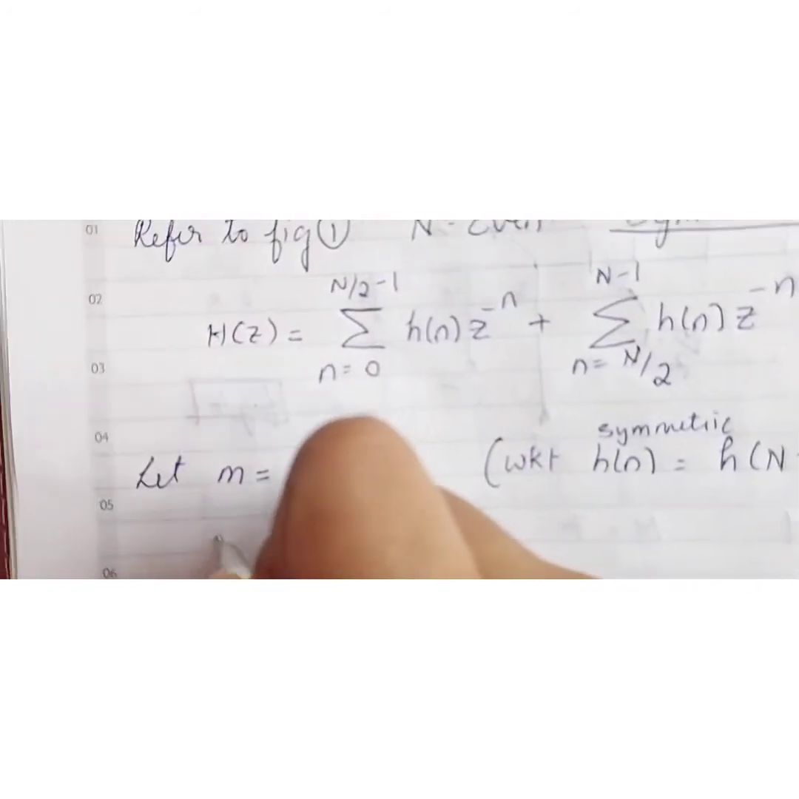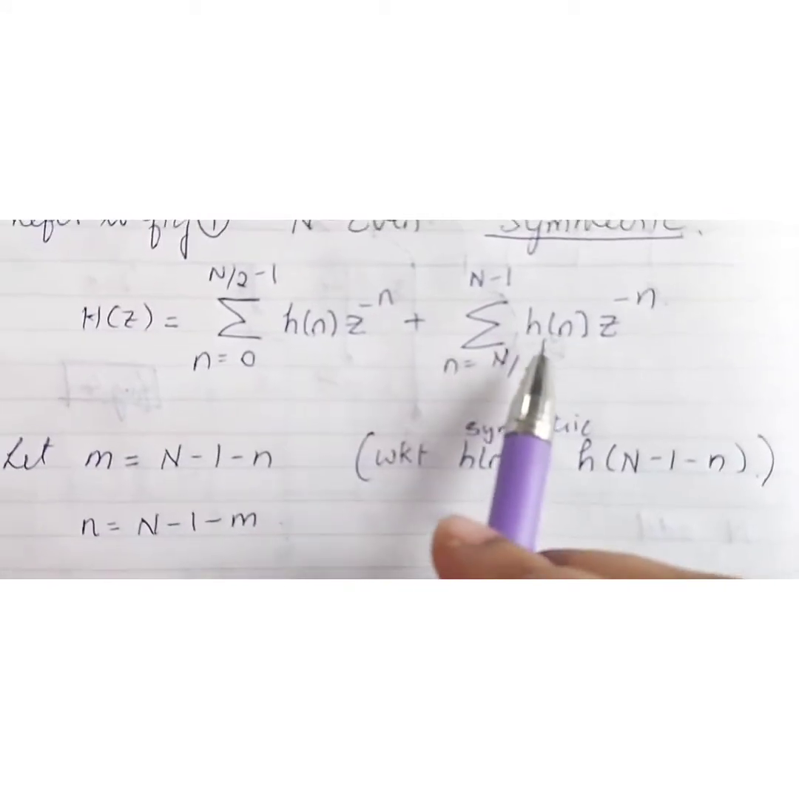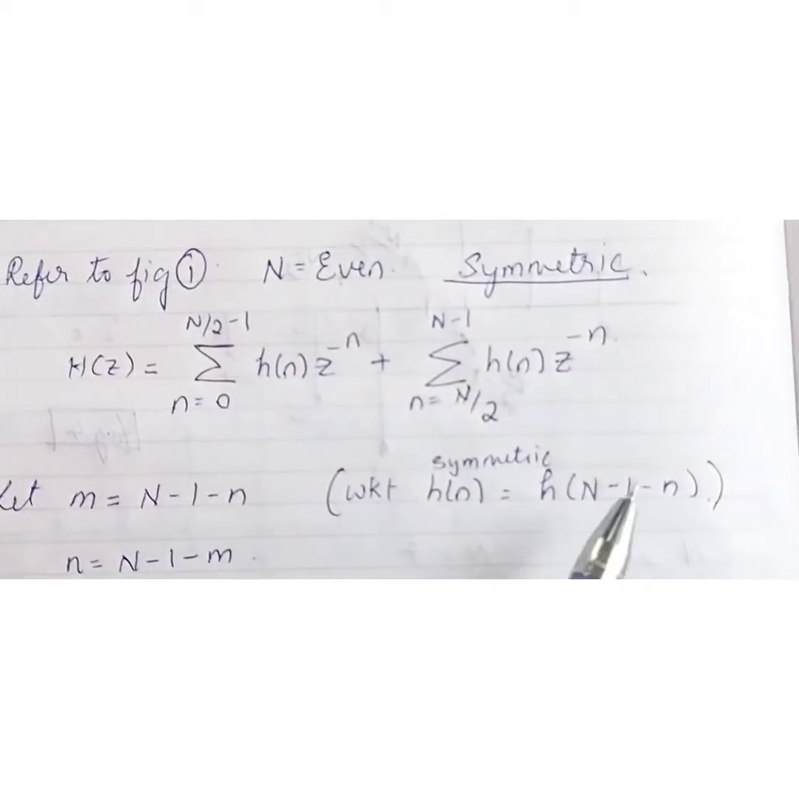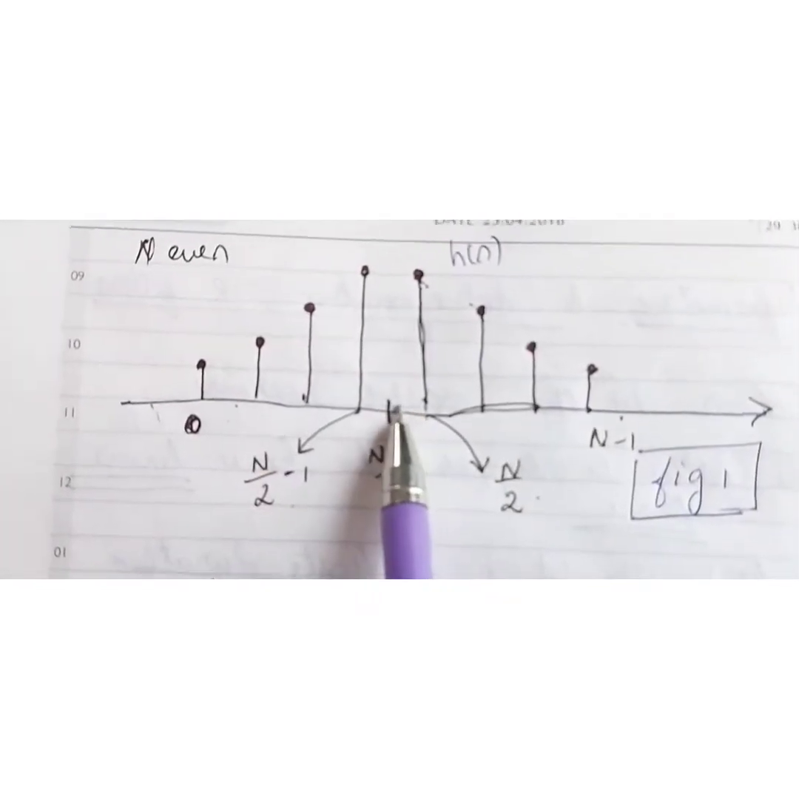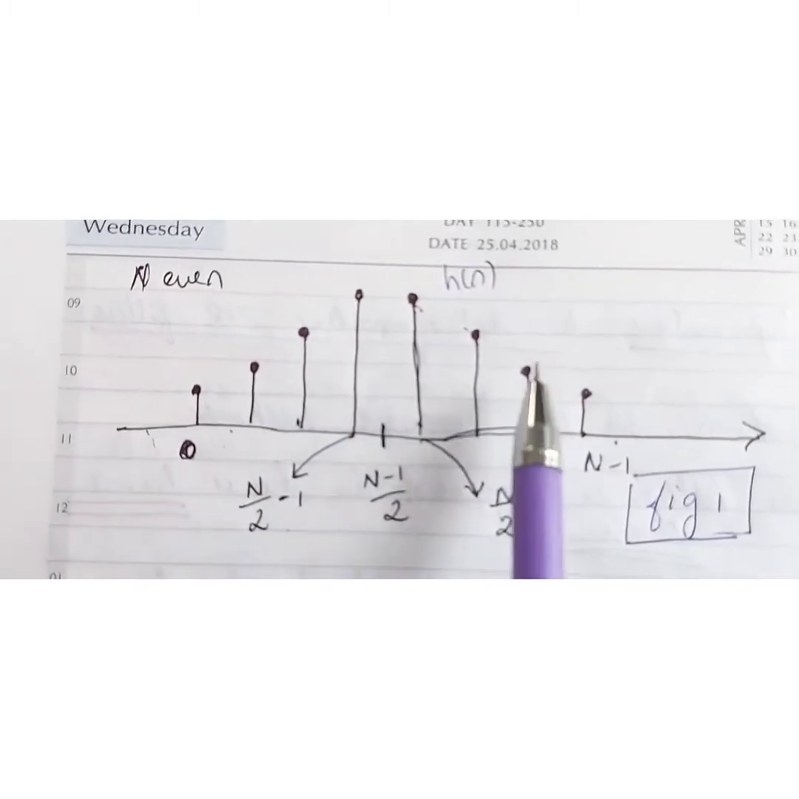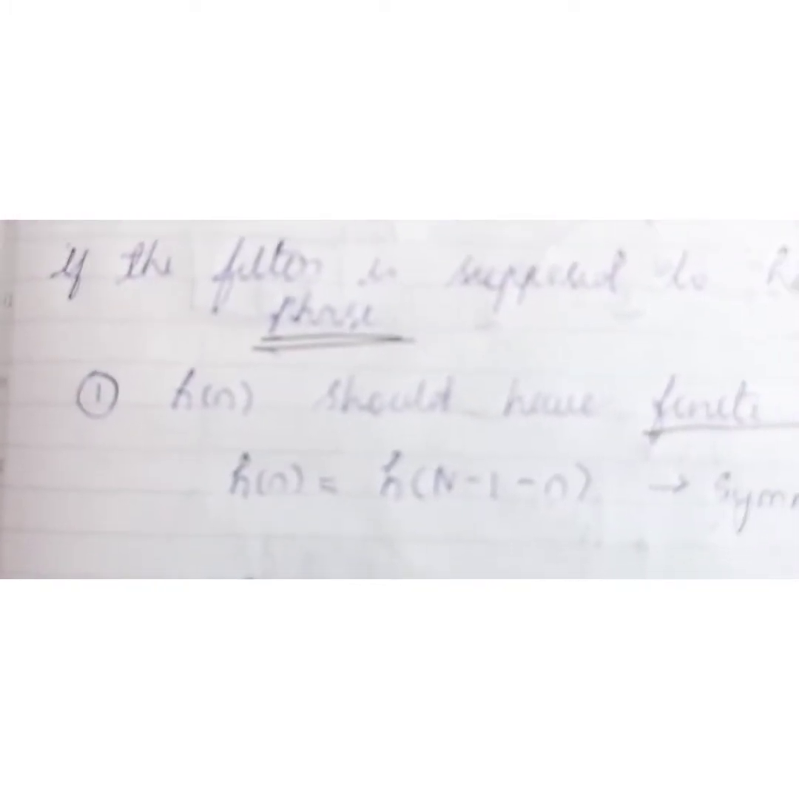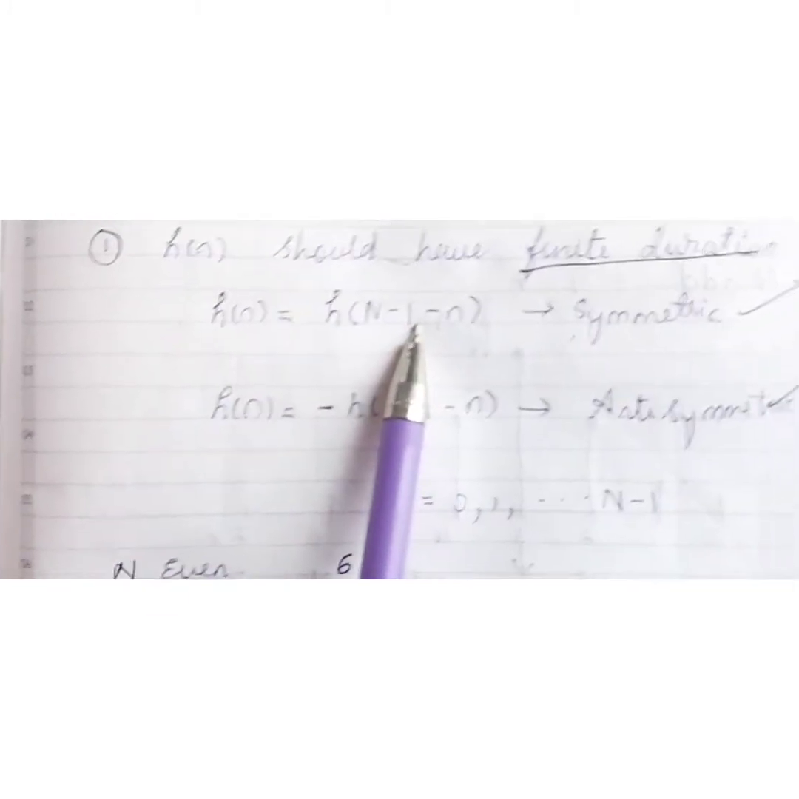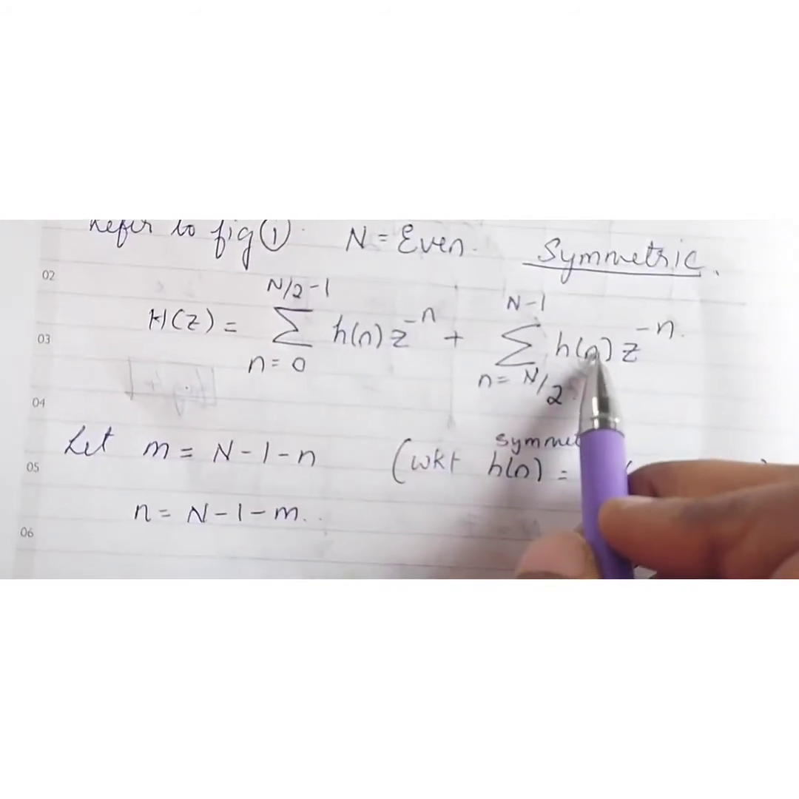Here it is as good as writing, if m is given like this, you can write your small n as N minus 1 minus m. So this we will substitute in the second summation because we know that it is having a symmetric nature across the center, right? So this portion you can say this is h of n. This is your h of N minus 1 minus n. See, that was the condition we had, right? The condition for symmetric, N minus 1 minus n. So we substitute this value N minus 1 minus m in the second summation.